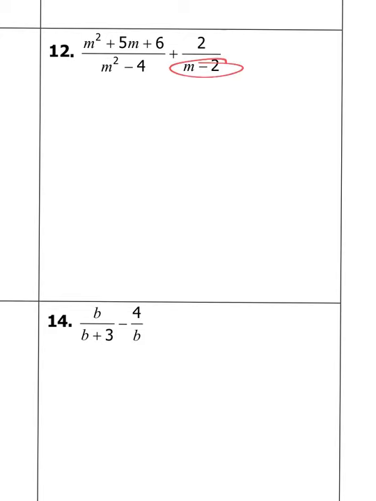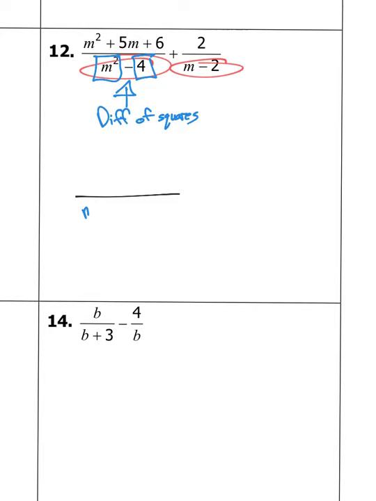So I'm looking at my denominators. Obviously, they're different, but I'm hoping that at this point we can see that this would be a difference of squares. We got a square, we got a square, and we got subtraction going in between them. So we have a difference of squares. All right, so what we'd have on the bottom, let's do it in blue, is m plus 2, m minus 2.